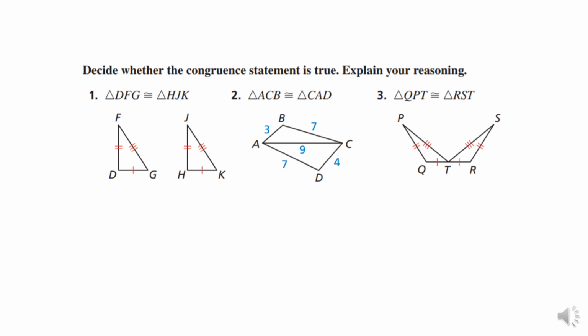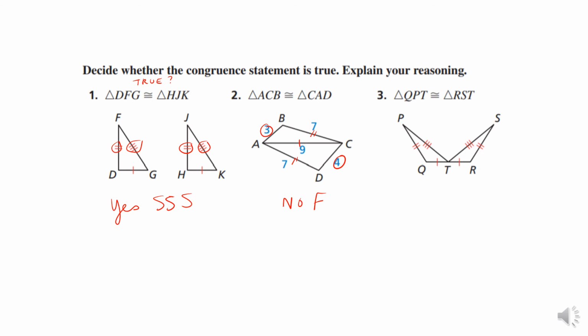So I look at this one, they want you to decide, is this true? Okay, so you're saying true or false. So we have DF, that's 2, and HJ, that's 2, and then FG is 3, and JK is this, and so the answer is yes by side, side, side. Okay, so look over here. We have this side is congruent to itself by reflexive property. This side is equal to this side, but these sides are not equal, so the answer is no, or false.